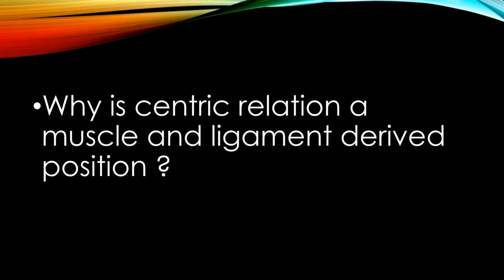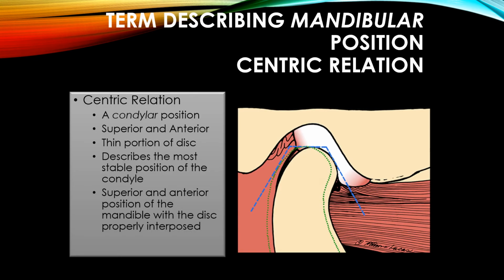Now the question arises, why is centric relation a muscle and ligament derived position? We've already discussed why it is centric relation. During centric relation, the condylar head rests against the intermediate portion of the articular disc, and this happens to be the anterior and superiormost position of the condyle with respect to the mandibular fossa and the articular eminence. Now we'll be looking briefly at centric relation.